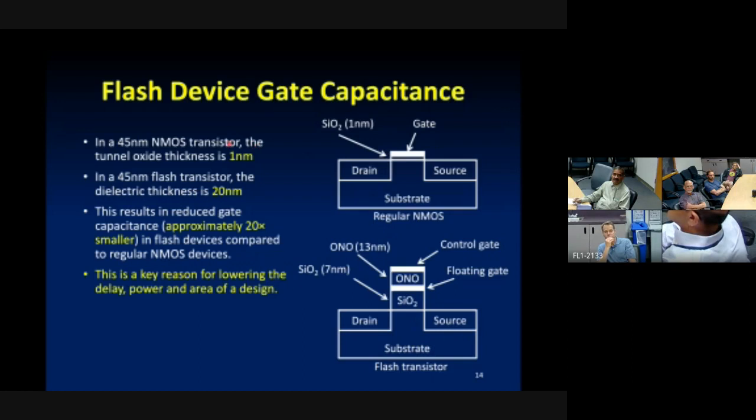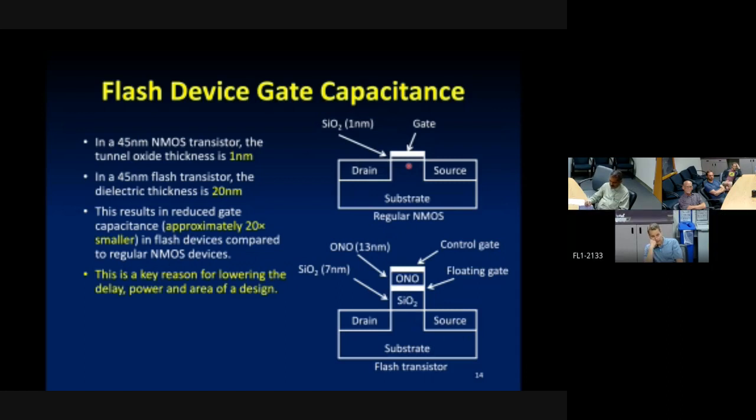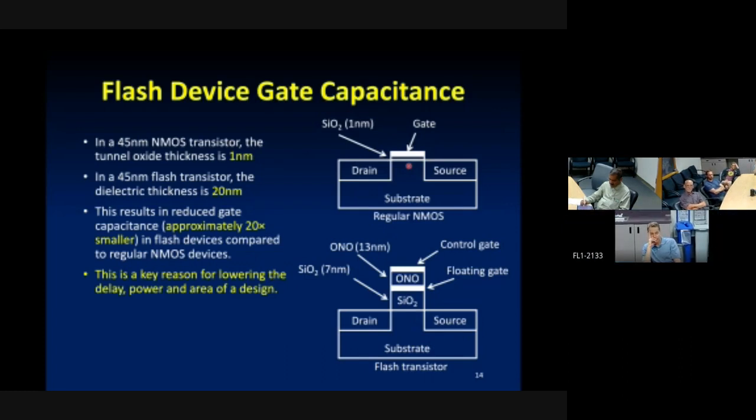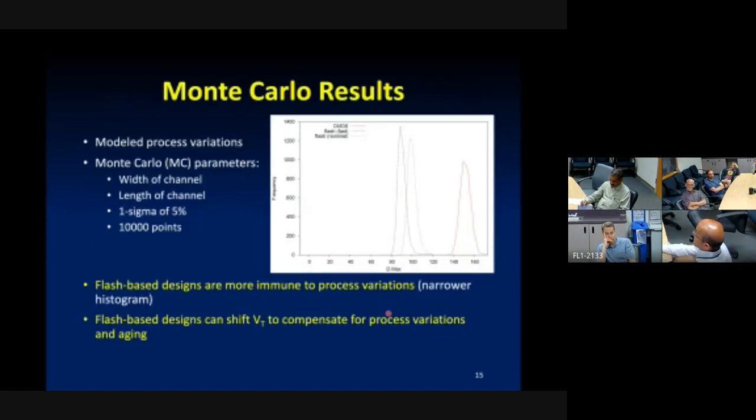In a traditional CMOS transistor, the gate is separated from the substrate by about 1 nanometer. But in a Flash transistor, the separation is about 20 nanometers. In other words, the gate capacitance is 20 times less. And that capacitance is always a dramatically large contributor to delays in chip designs. Smaller capacitance, smaller RC delay, therefore, your circuit ends up being faster. And that's essentially why we get this improved delay.